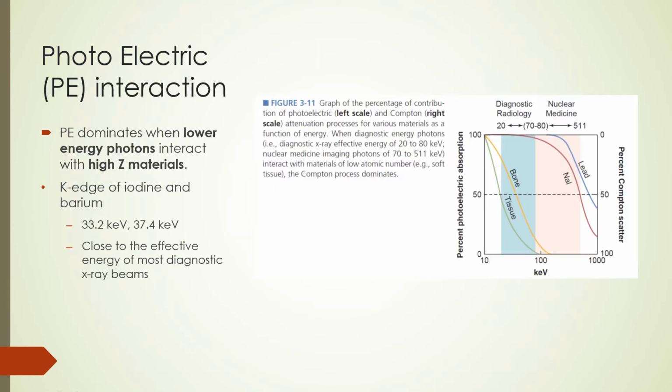Photoelectric absorption dominates when lower energy photons interact with high atomic number materials. It is used to amplify differences like the differential absorption between tissue and contrast materials. For example, the K edge of iodine and barium are at 33.2 keV and 37.4 keV. These energies are close to the effective energy of most diagnostic X-ray beams, so there is strong absorption of the photon by iodine and barium in this diagnostic range. This increased differential absorption of iodine and barium at diagnostic energies relative to surrounding soft tissues and bone contributes to increased contrast in diagnostic imaging.